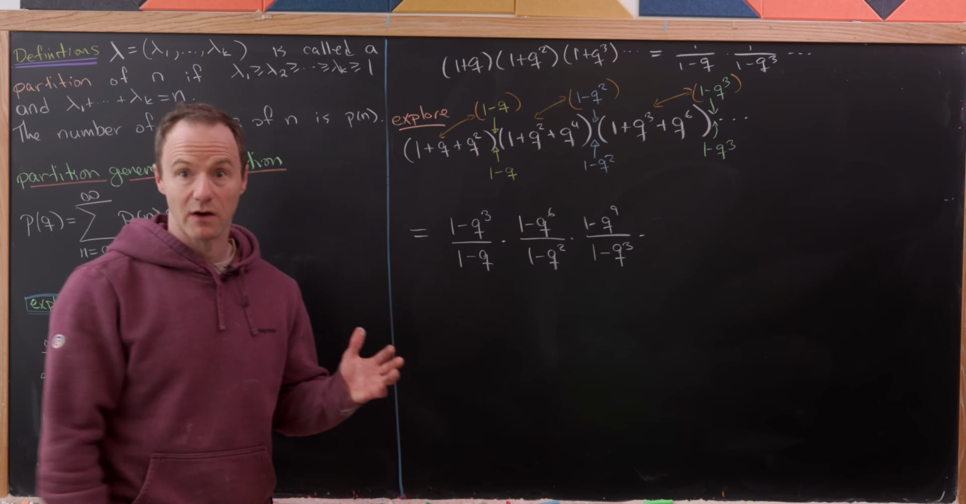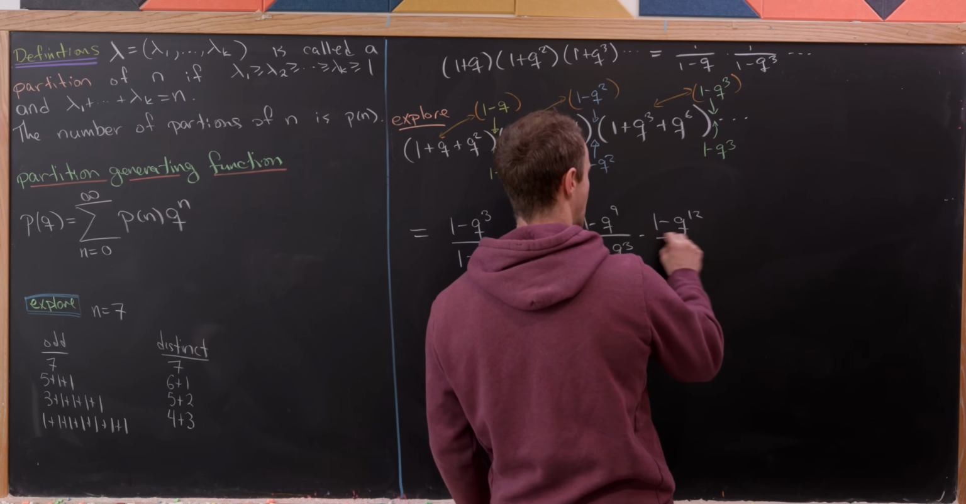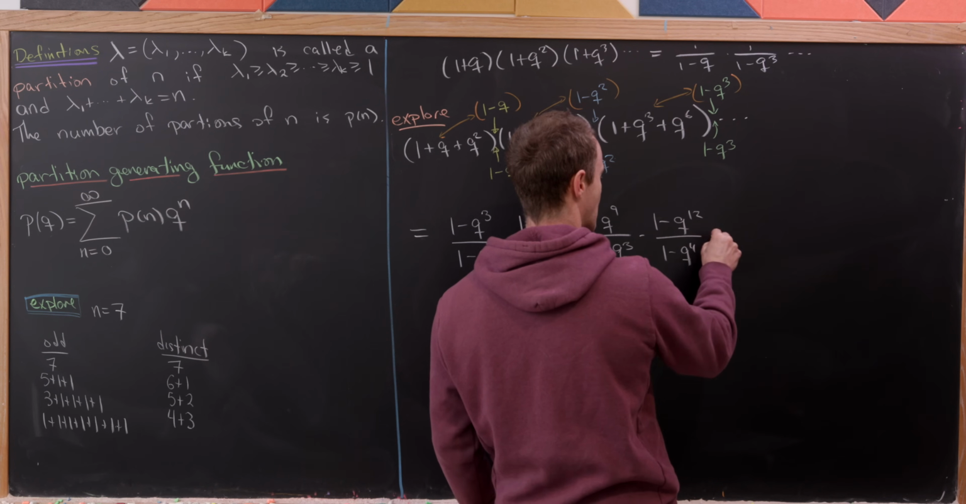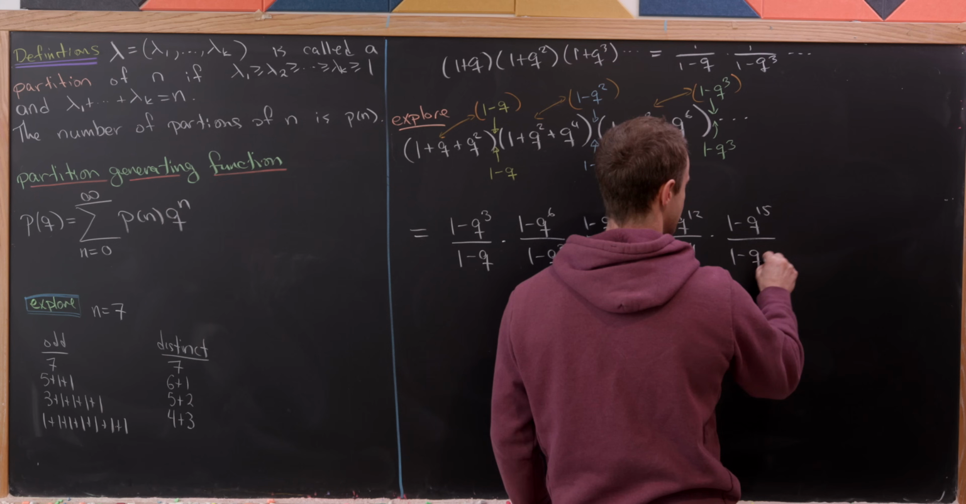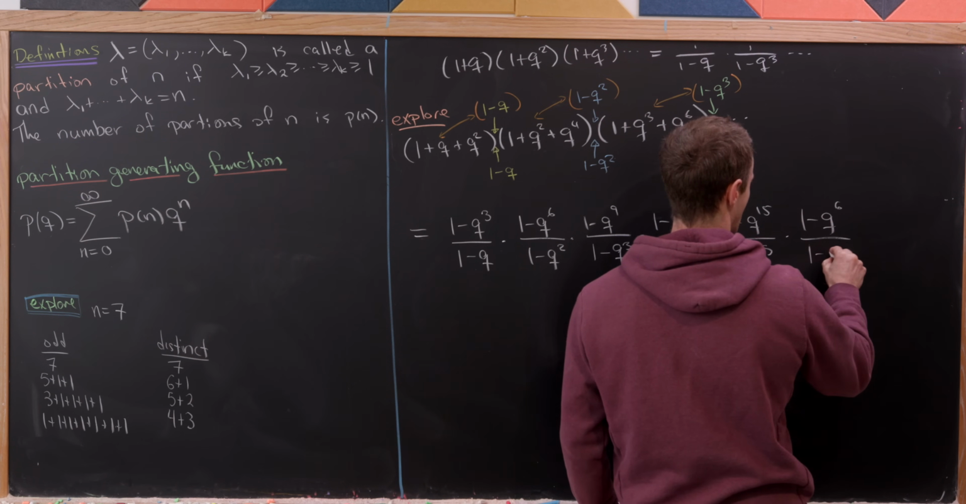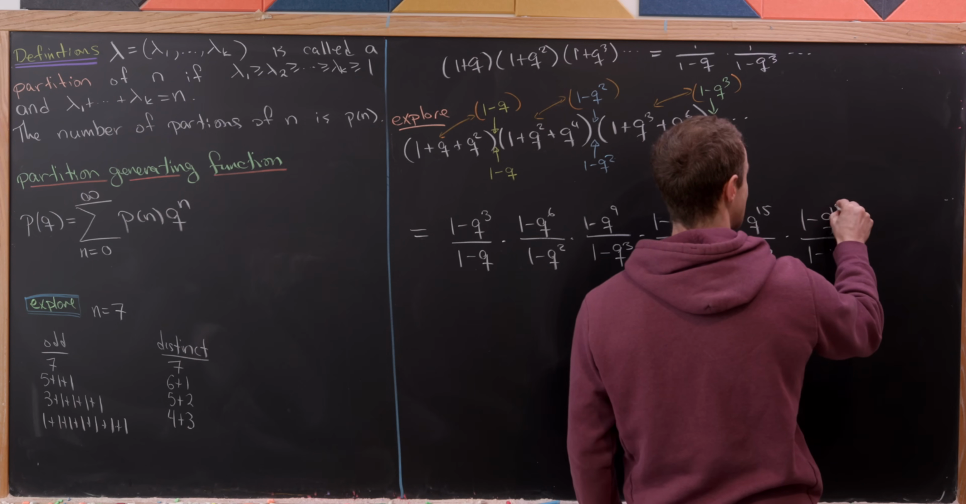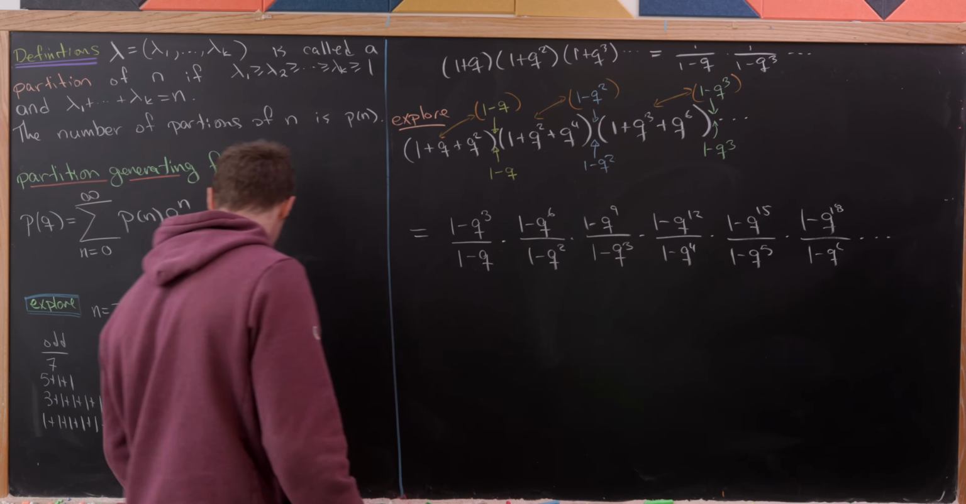So I think we can write down what the next one would be. That'll be 1 minus q to the 12 over 1 minus q to the 4, and then 1 minus q to the 15 over 1 minus q to the 5, and then I'm going to write one more, 1 minus q to the 18 over 1 minus q to the 6. And then that just continues going on and on and on.